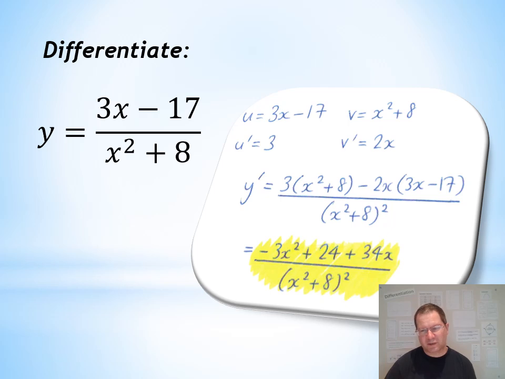And on the numerator, if we expand the brackets, we have 3x squared plus 24 minus 6x squared plus 34x. And our 3x squared minus 6x squared will give us a minus 3x squared plus our 24 plus our 34x, and our v squared, x squared plus 8 all squared, on the denominator.